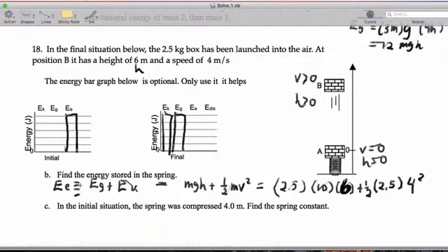We'll do 2.5 times 10 times 6 plus our kinetic term, and that's getting me 170 joules.